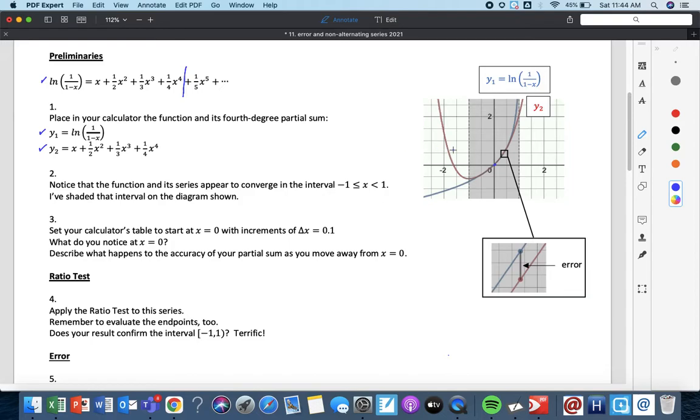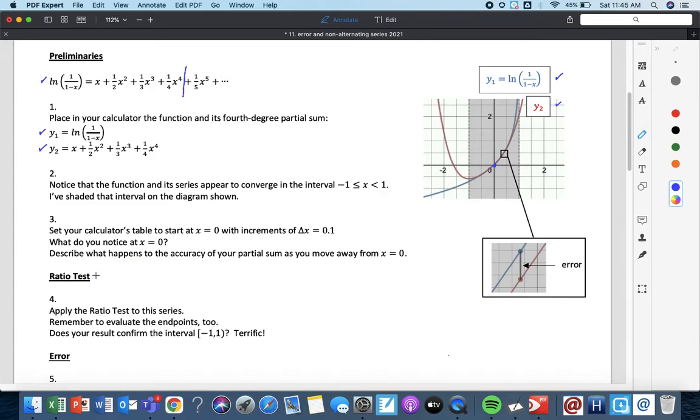And I've provided graphs over here on the right of both of those expressions. The blue curve is the actual function, and then the red curve is the 4th degree partial sum. And you'll notice that between -1 and 1, the two curves seem to be very close together. They seem to be converging. And if you zoom in on any location, though, you'll see that there is some error. So the function and its 4th degree partial sum are not perfect matches. And they are at x equals 0, but as you move away, that error becomes more pronounced. And you could reduce that error, though, by adding more and more terms.